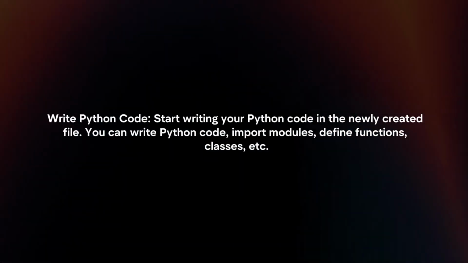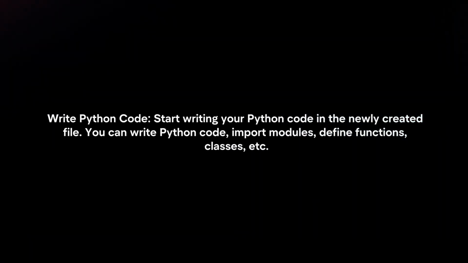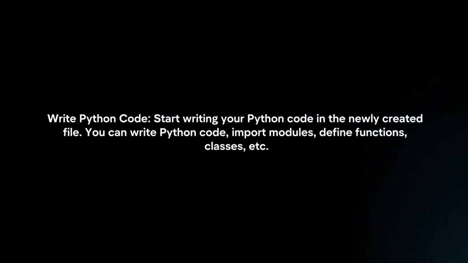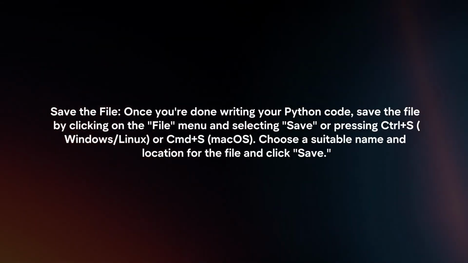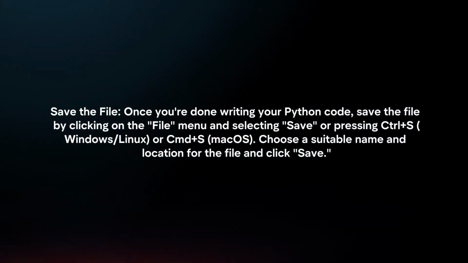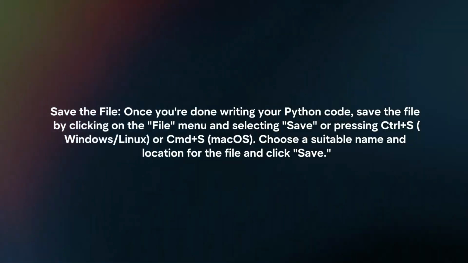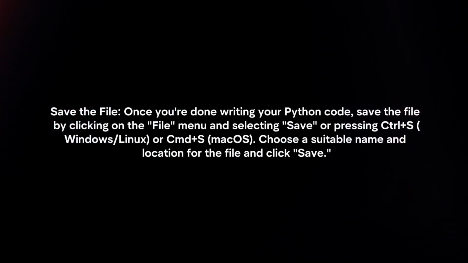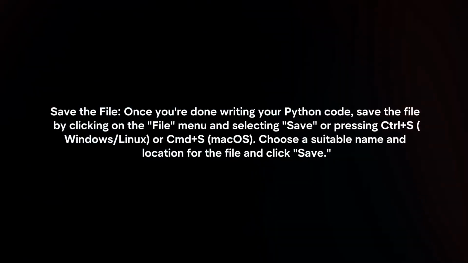Write Python code. Start writing your Python code in a newly created file. You can write Python code, import modules, define functions, classes, etc. Save the file. Once you're done writing your Python code, save the file by clicking on the File menu and selecting Save or pressing Ctrl+S or Command+S. Choose a suitable name and location for the file and click Save.